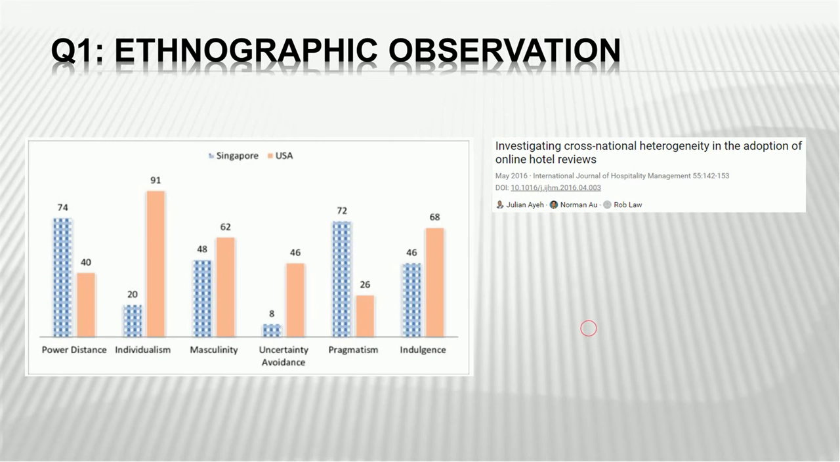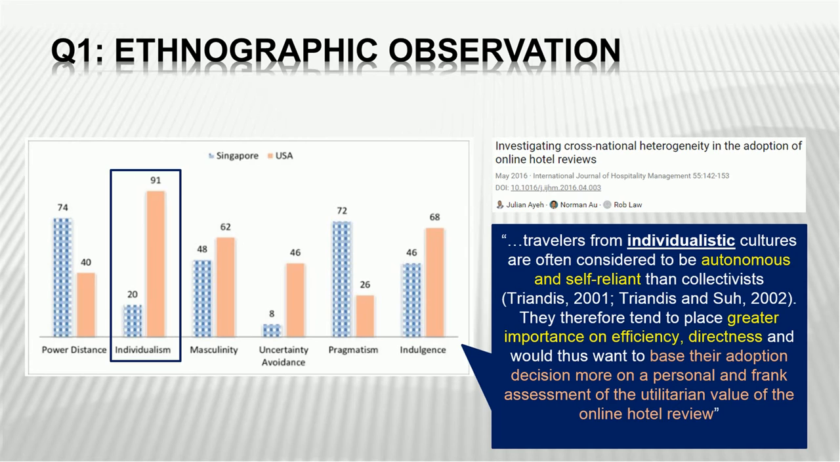Let's now look at an example of using this model to understand how users respond to online hotel reviews. In this research, the authors found that American travelers are more individualistic compared to Singaporean travelers. Further, travelers from individualistic cultures tend to base their adoption decision more on a personal and frank assessment of the utilitarian value of the online hotel review.